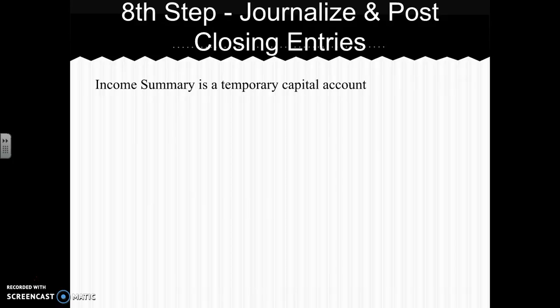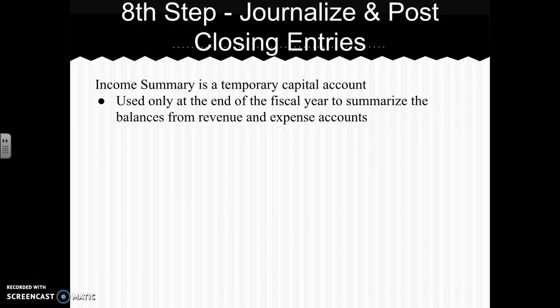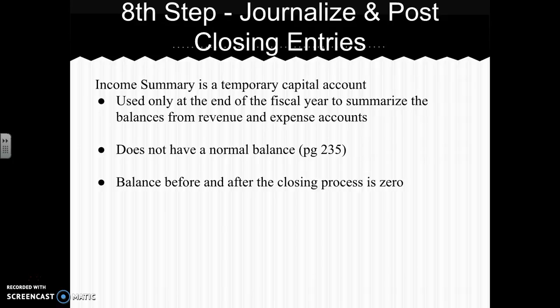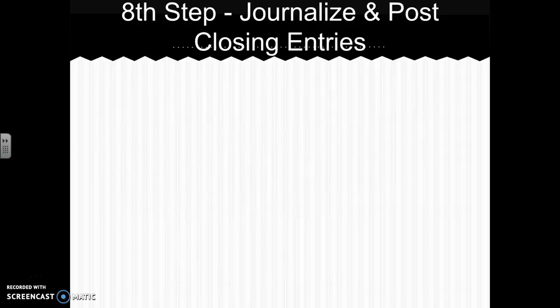Income summary is a temporary capital account, just as expenses and revenues. It is used only at the end of the fiscal year to summarize the balances from revenue and expenses. Income summary does not have a regular balance side. If you take a look at page 235 in your book, that'll explain that. Depending upon whether we have a net income or net loss, it's going to determine what side balance the income summary has. The balance before and after the closing process is zero, so it gets closed out at the end of each accounting cycle. It does not appear on any financial statement, though it will sometimes appear in the trial balance.